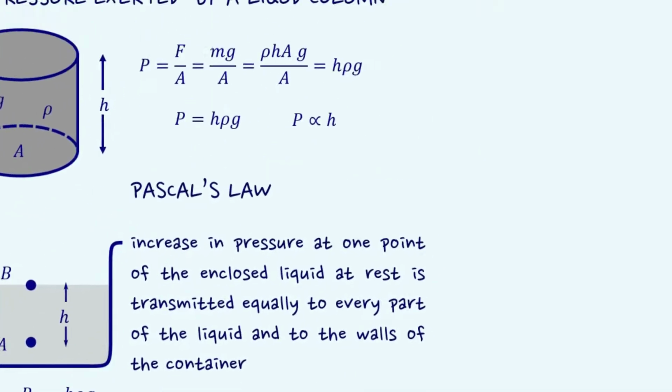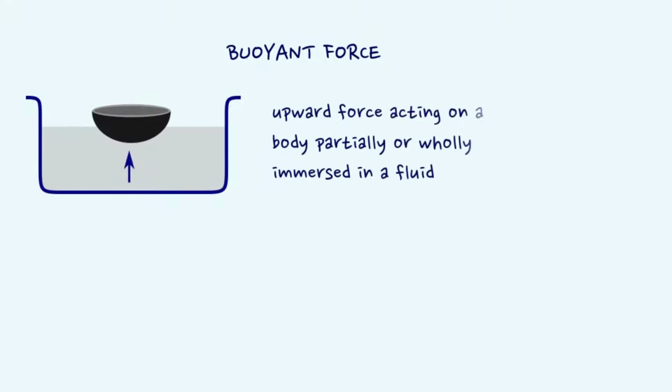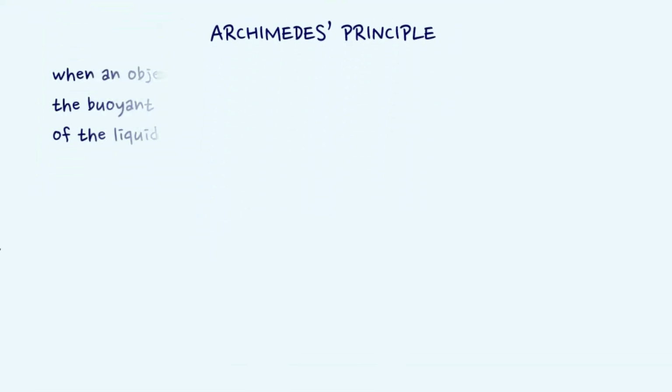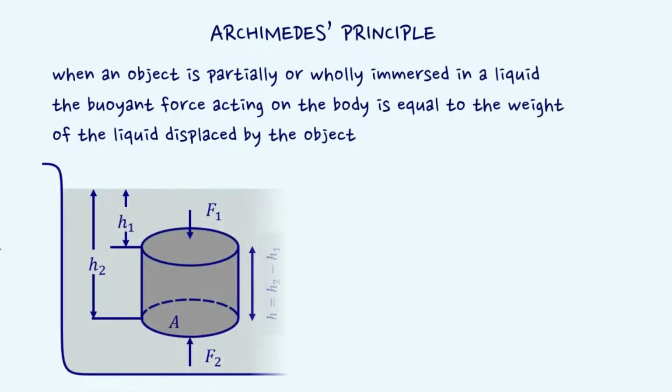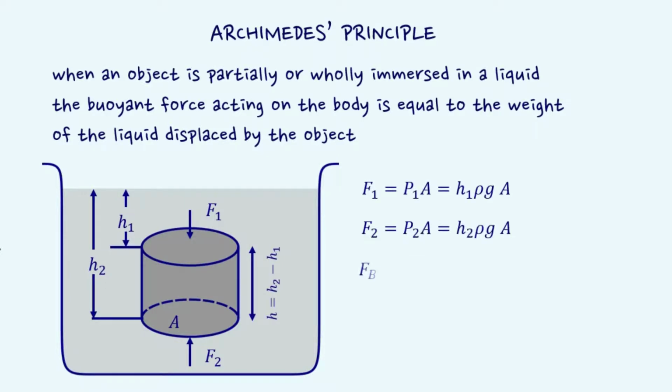The next key term is buoyant force. The upward force acting on a body partially or wholly immersed in a fluid is called buoyant force. Archimedes' principle helps us to quantify buoyant force. According to Archimedes' principle, when an object is partially or wholly immersed in a liquid, the buoyant force acting on the body is equal to the weight of the liquid displaced by the object. Proof of Archimedes' principle based on a fully immersed cylindrical object is shown here.